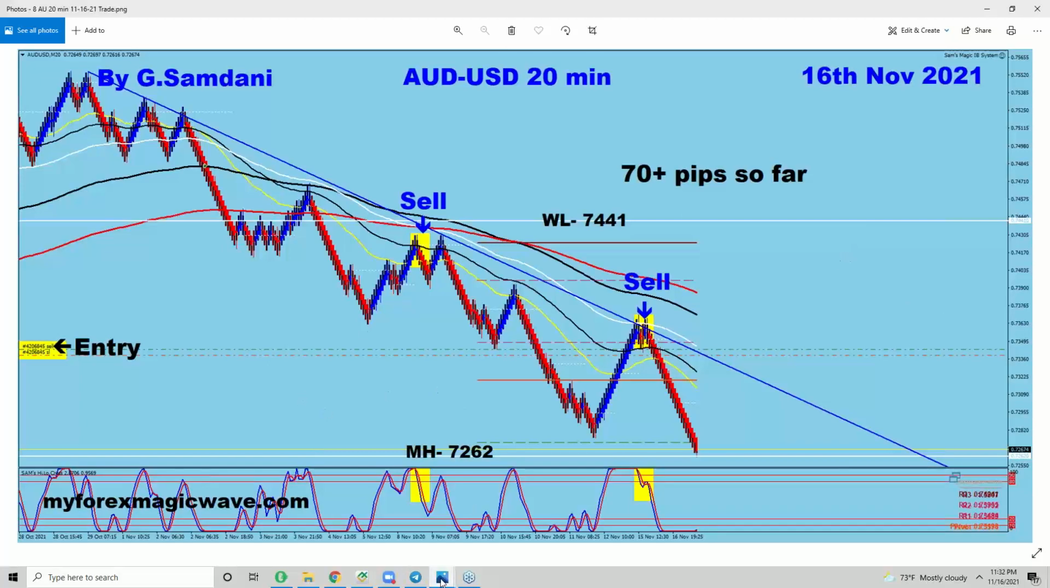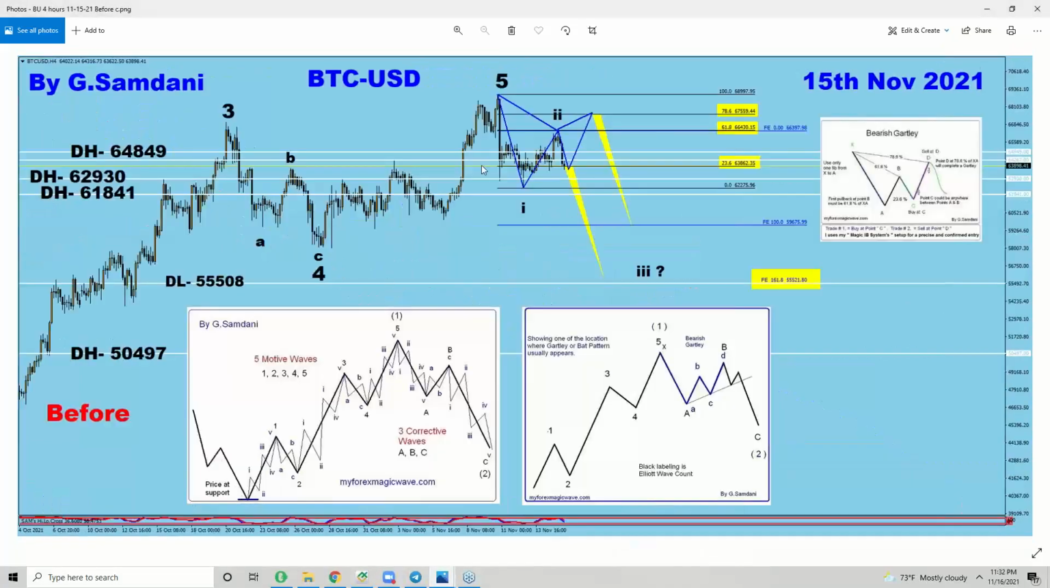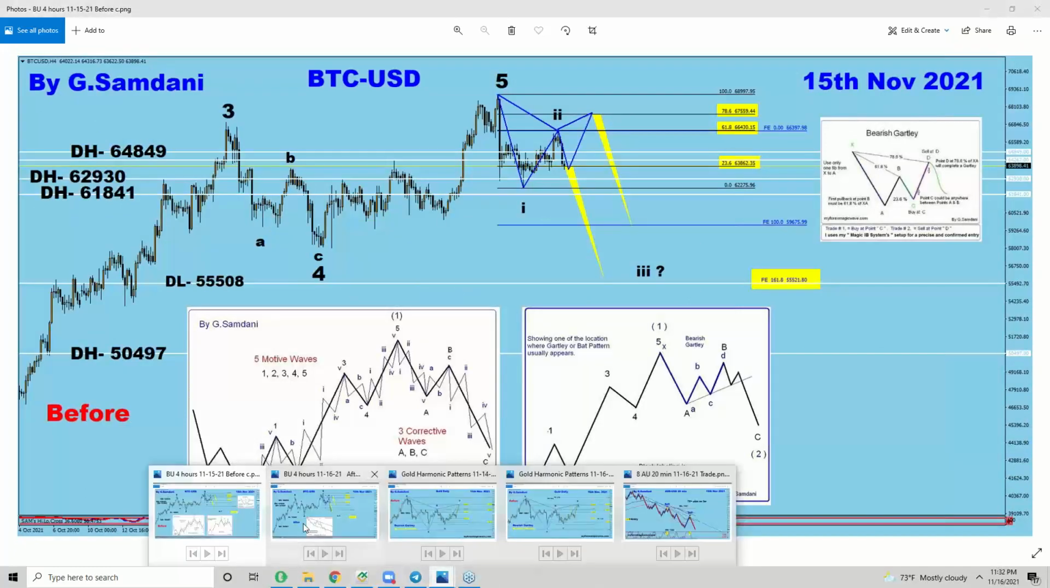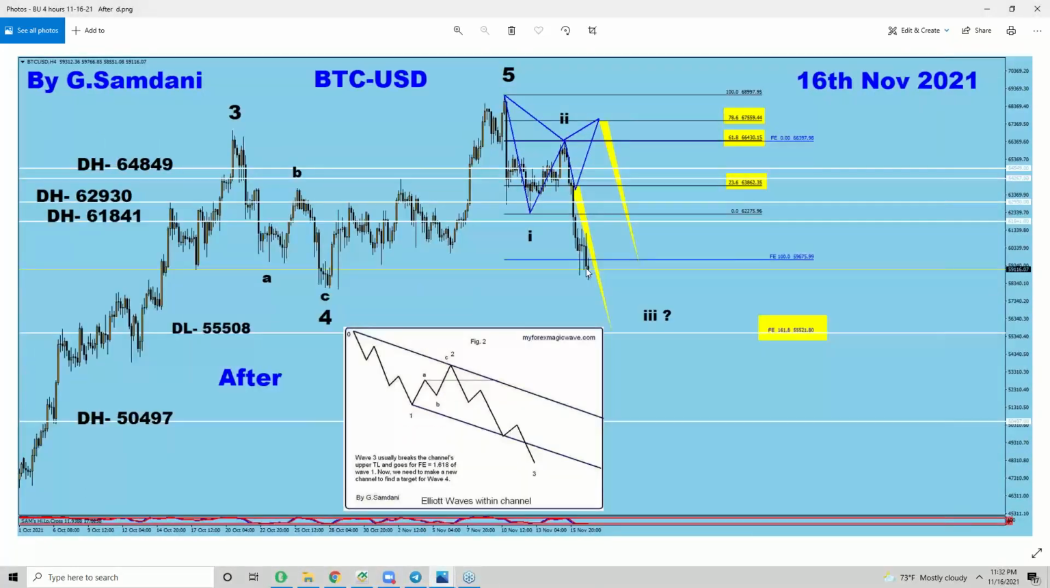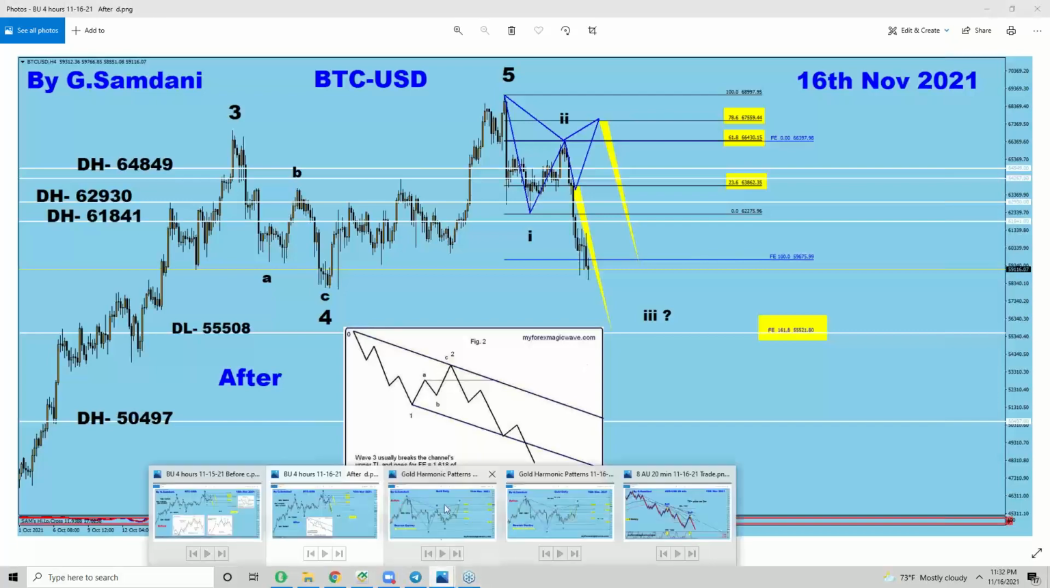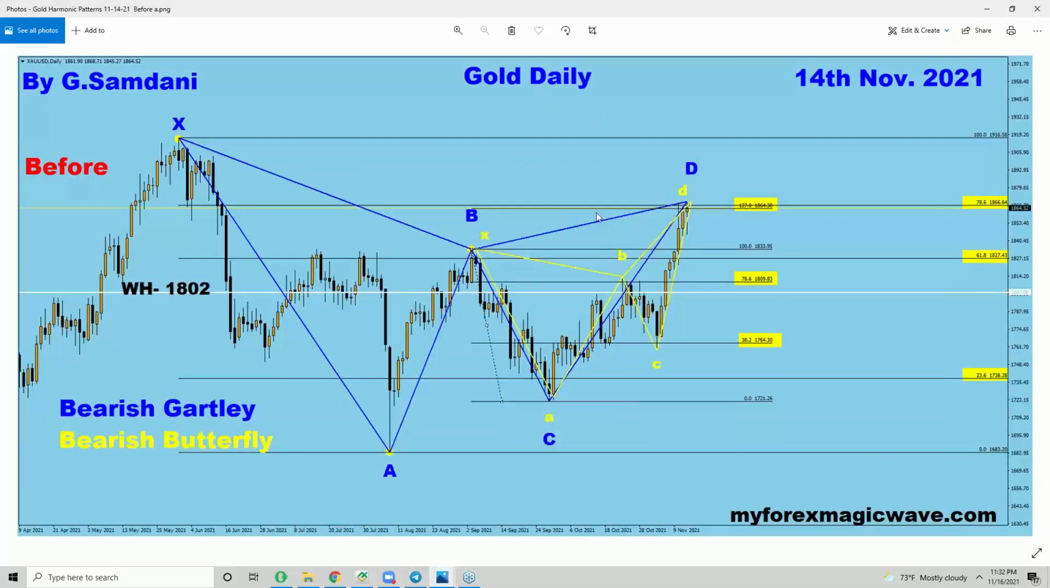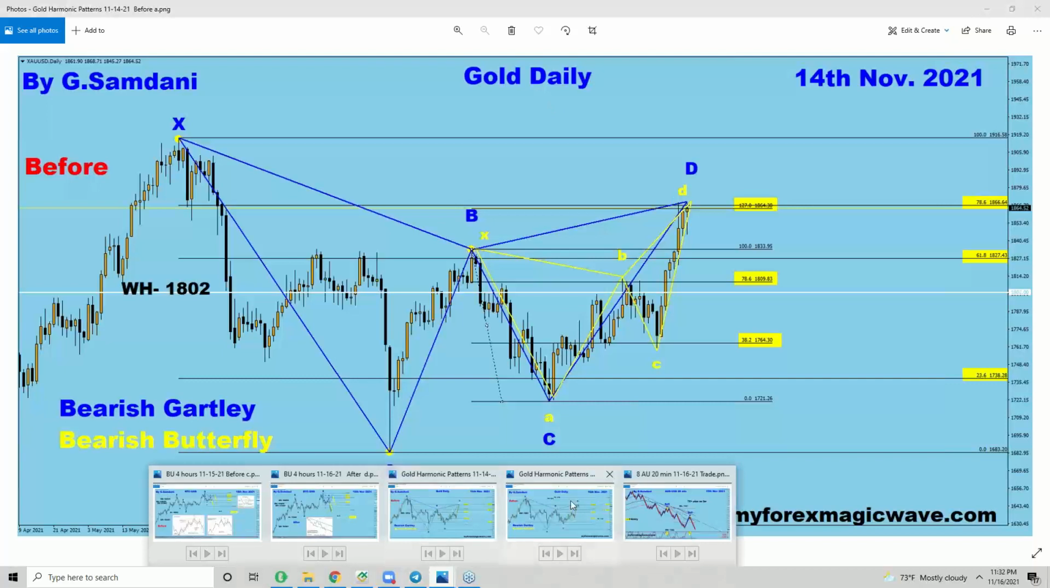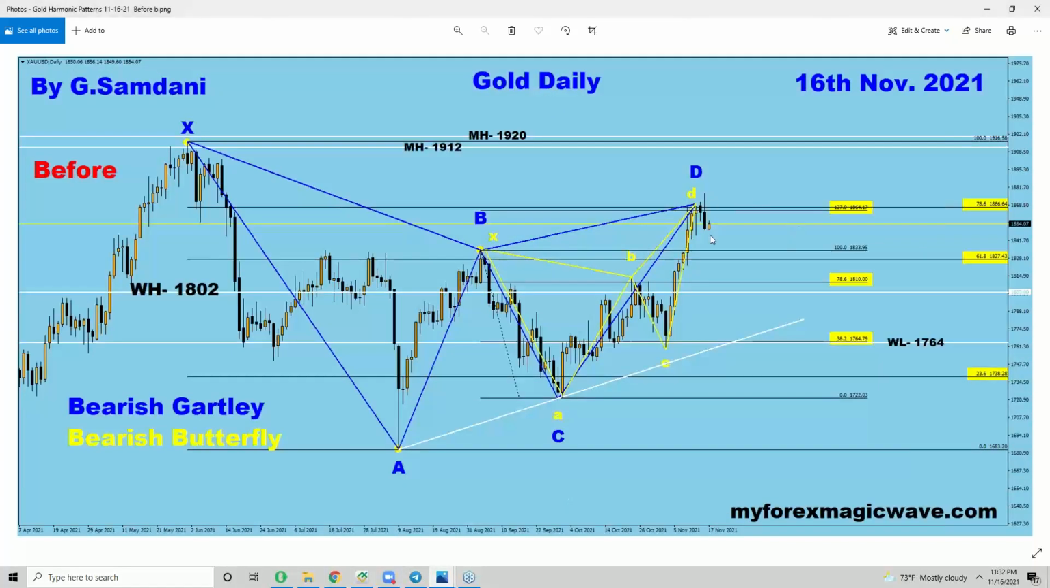So this is what I wanted to show, especially the Bitcoin. Look at this, before and after. Nice drop, right? Similarly here, gold before and so far. This is just the beginning, by the way. Okay, I'm not saying that it can't go up, but it might. But so far so good.